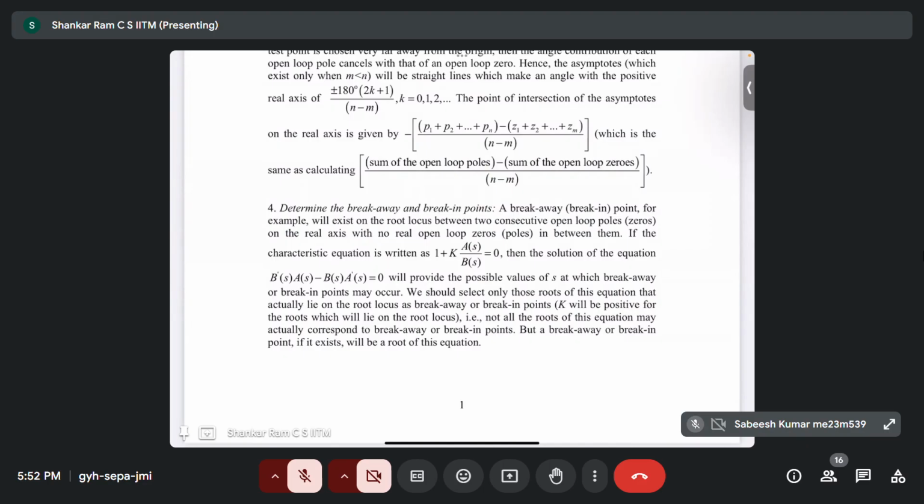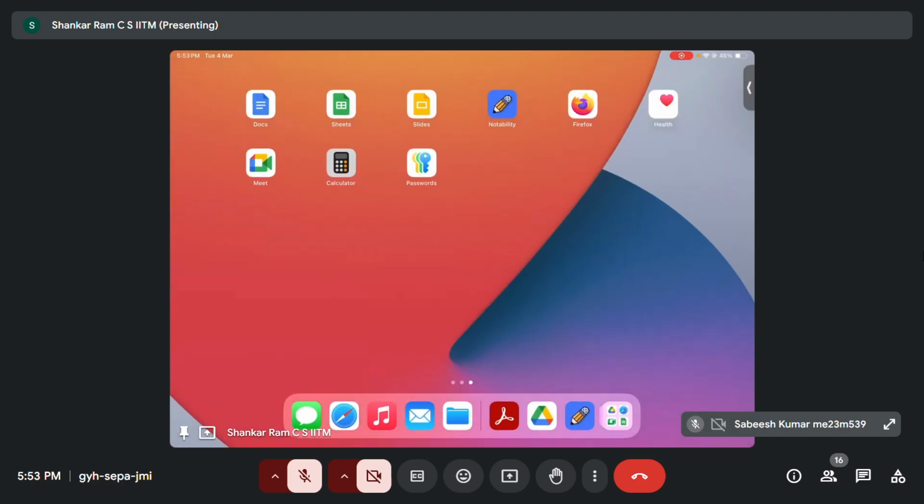The next point is breakaway. Logically, when we are operating between two poles, the locus breaks away from the intersection point and moves along the imaginary axis. How do we connote the break-in point for the zeros? We could not visualize the break-in.